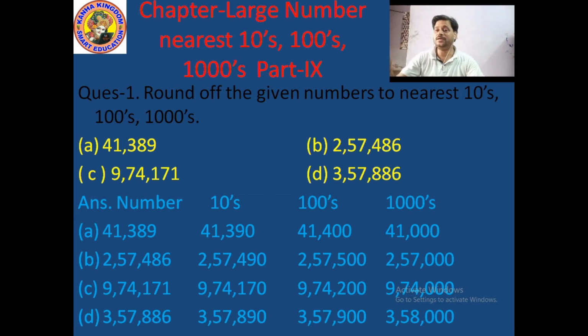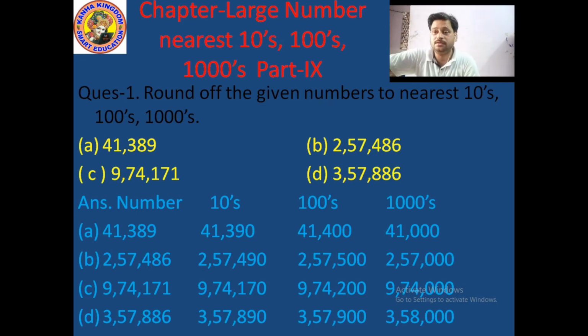So you convert the ones digit into 0 and add one to the tens place. Which digit is in the tens place? 8 in the tens place. So you add 1 to 8, which means the exact answer of this number is 3,57,890. Once again I repeat the answer of this part, 3,57,890.